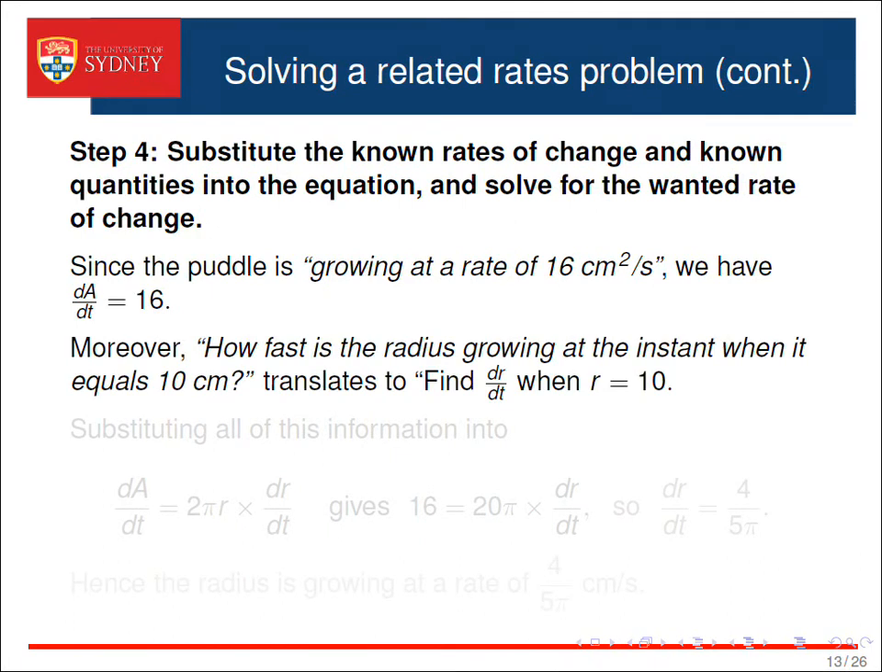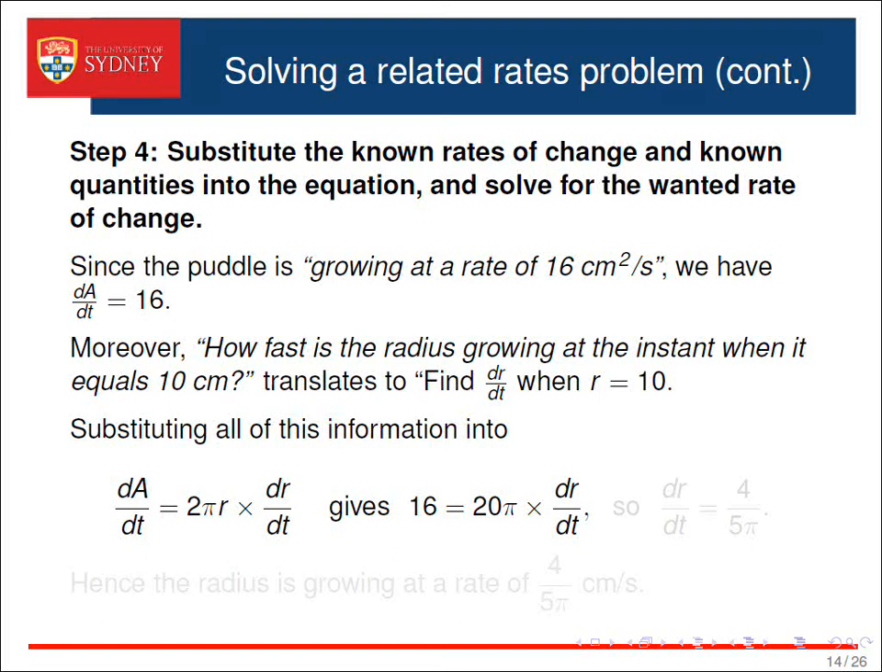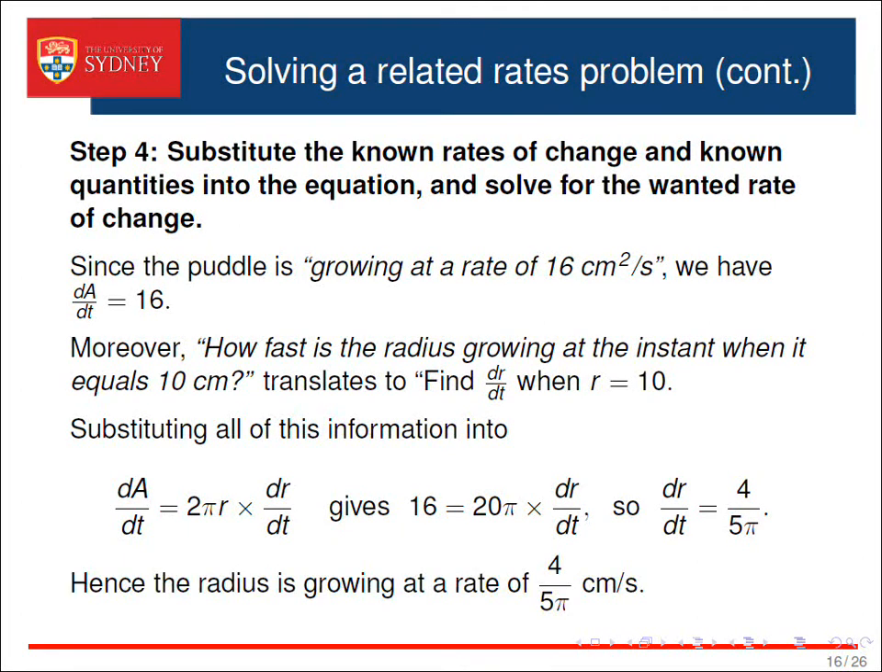Moreover, the question, how fast is the radius growing at the instant when it equals 10 centimeters, translates to the mathematical problem of finding dr/dt when r is equal to 10. Substituting all of this information into the equation, we get the following. Rearranging for dr/dt, we therefore obtain 4 on 5 pi. That is, the radius of the puddle is growing at a rate of 4 on 5 pi centimeters per second.